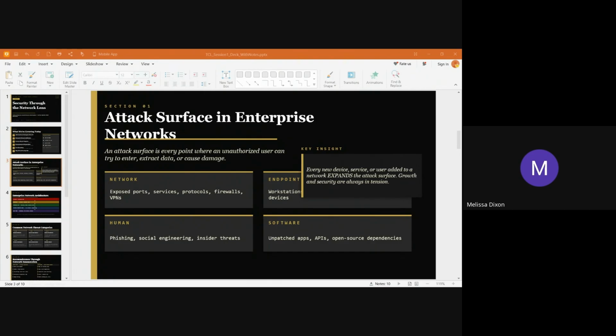The hardest patch is the people, the humans. Phishing is the number one initial access vector in real breaches, not even zero-days. Those phishing emails are getting better and better all the time.